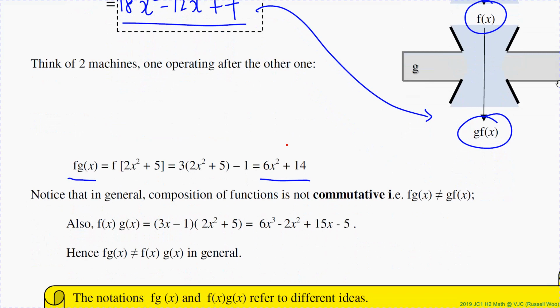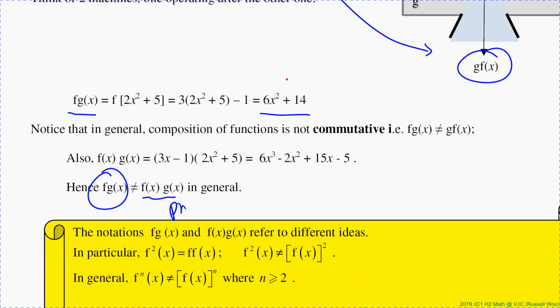Now, there is a difference between fg as a composite function versus fx times gx. This is a product. This is a composite function. It means a totally different thing. Clearly, they are not the same.